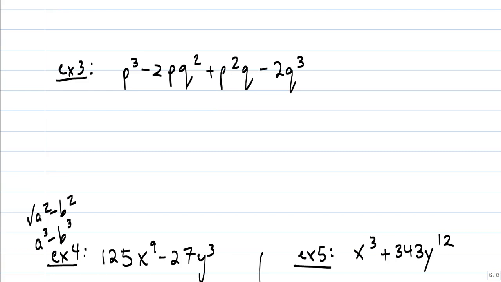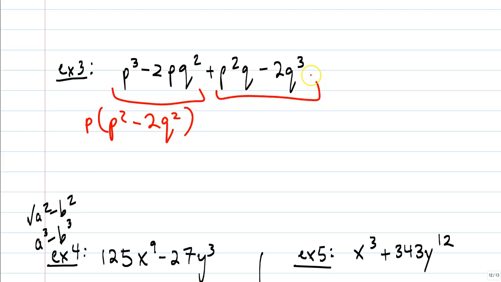This is a mess. A mess with how many terms? 1, 2, 3, 4. If I look at my notes, 4 terms says factor by grouping. Pull out, these two have one in common. I think just a p. Leaving us with p squared minus 2q squared.